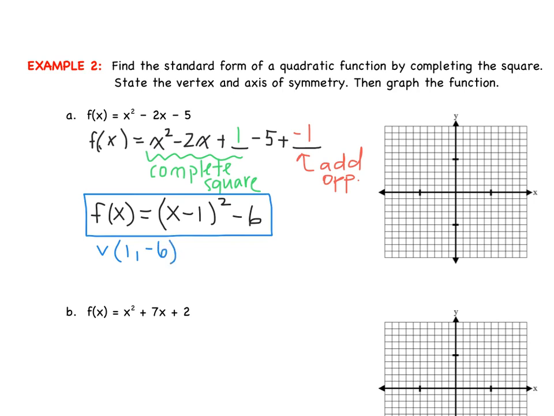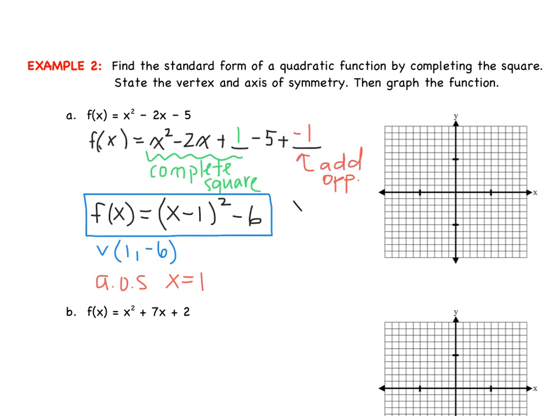Our axis of symmetry, I call it AOS, axis of symmetry, is the vertical line that passes through the vertex. So a vertical line passing through the point (1, -6) is going to be x equals 1. All right, so now we can go ahead and graph this.